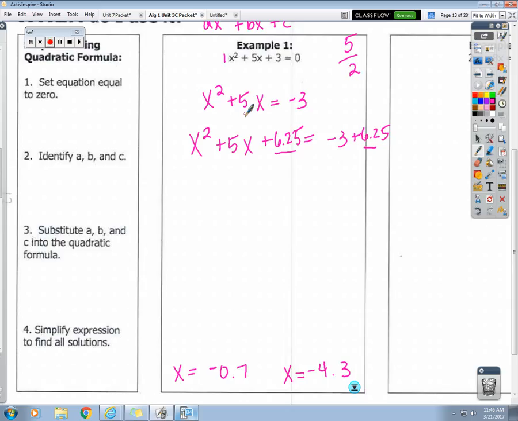Okay, you could continue this. There are numbers that multiply to this and add to this. It's 2.5 and 2.5. But do you really want to have to go through all that with decimals? No. So that's why we have a new method called quadratic formula, and we will continue working on it tomorrow.